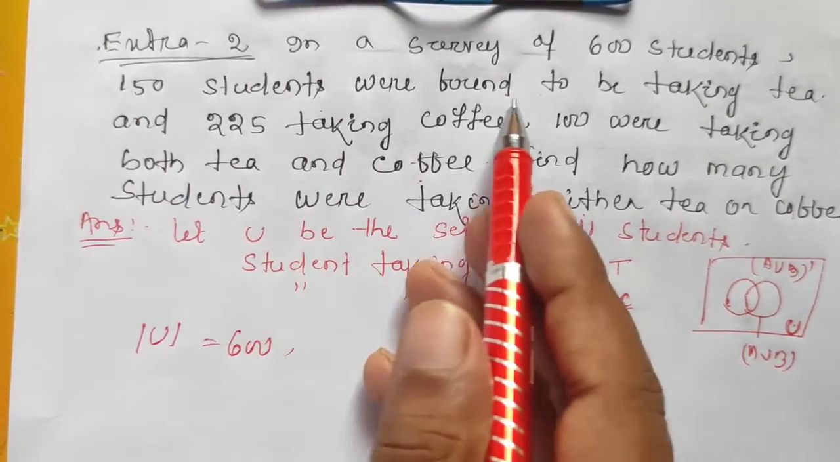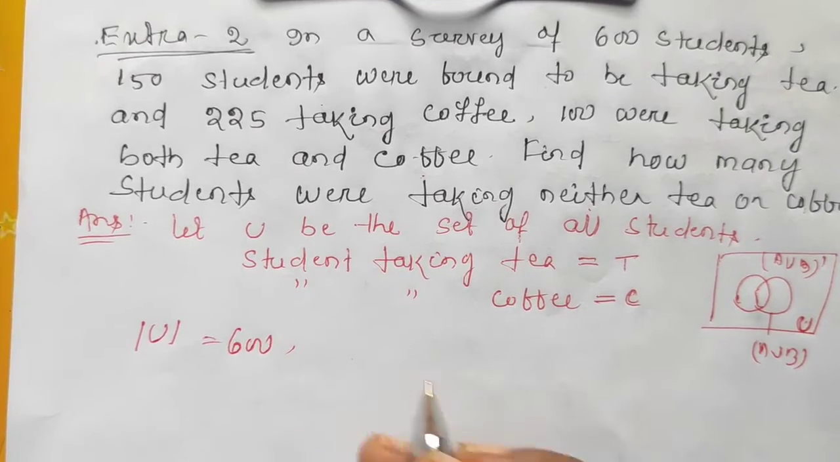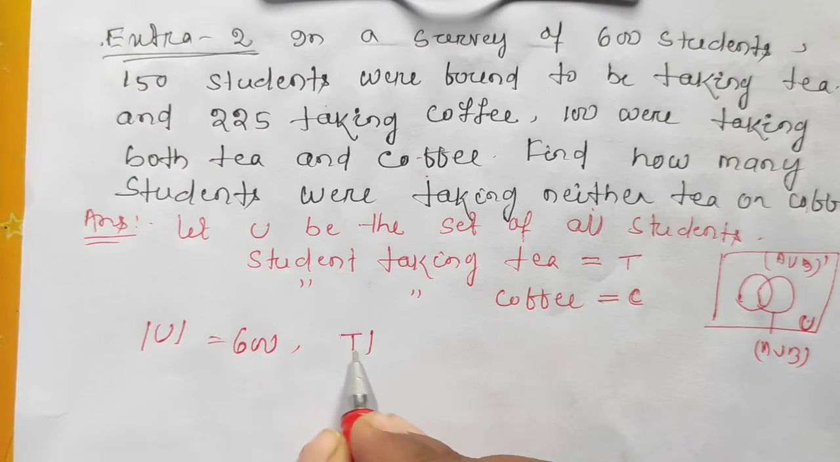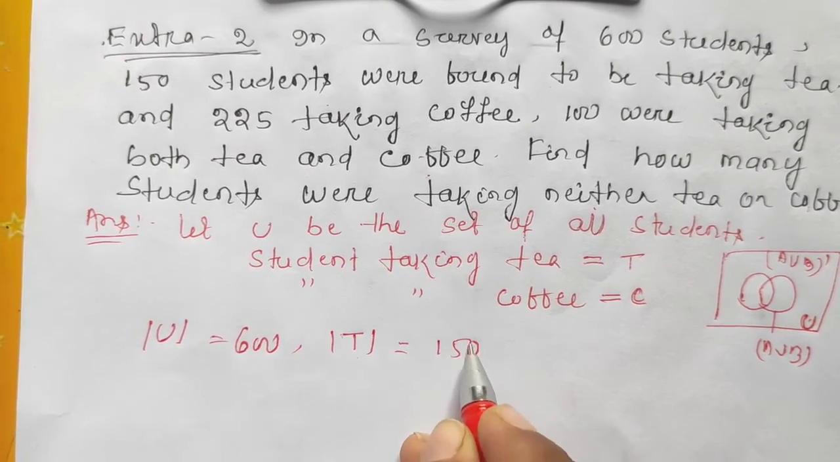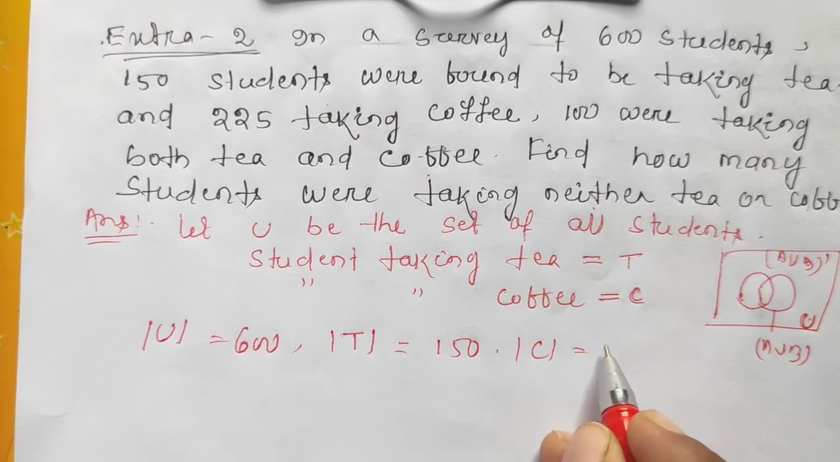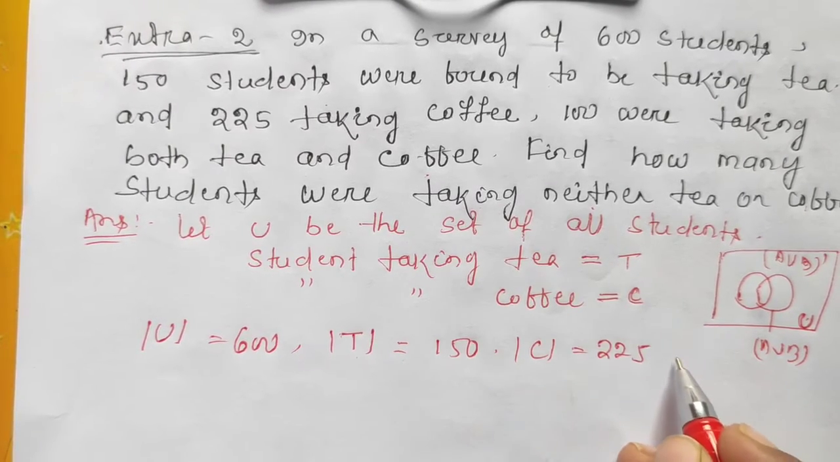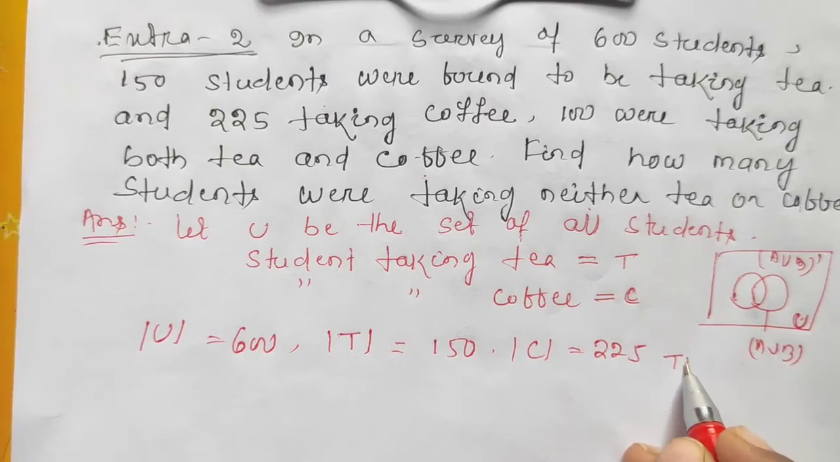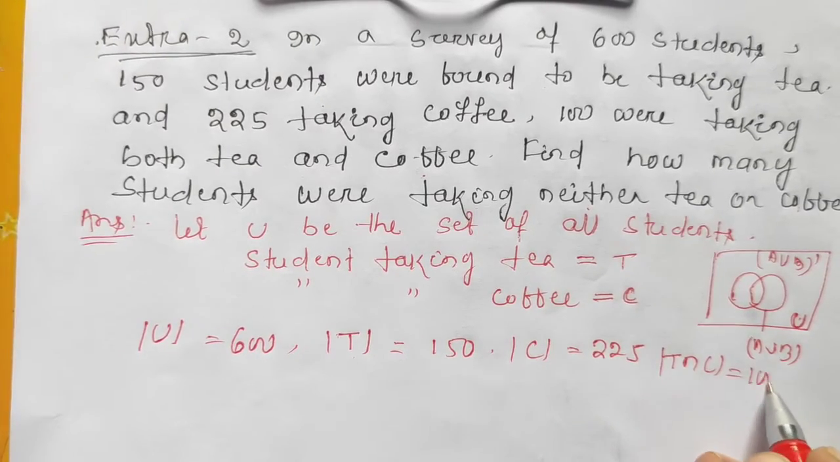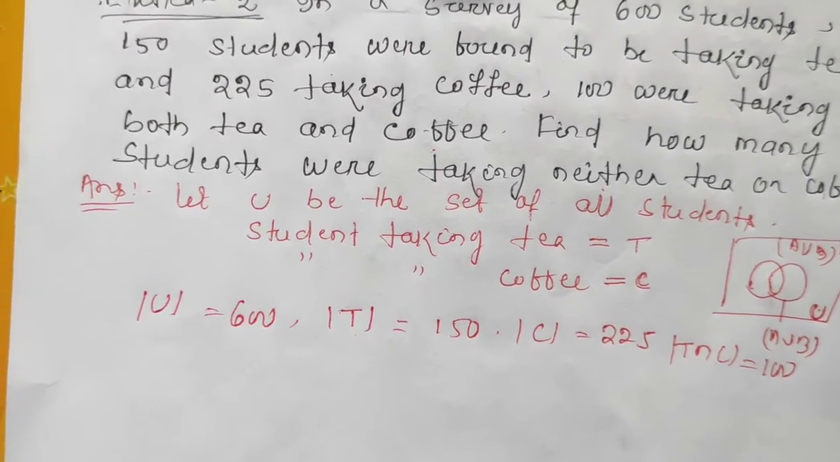Then 150 students were taking tea, so T = 150, coffee C = 225, tea and coffee both = 100. Next.